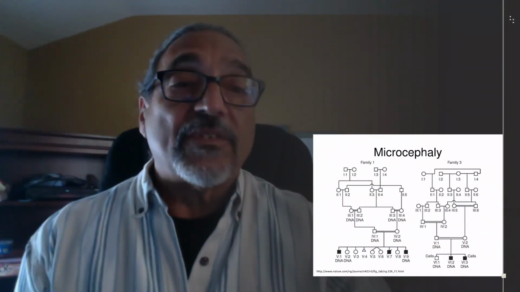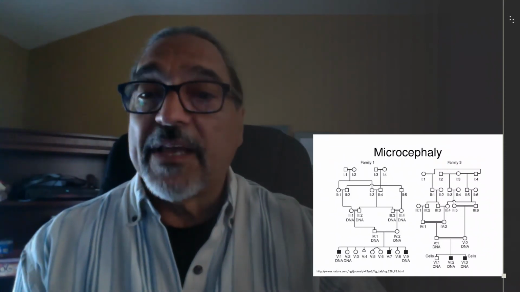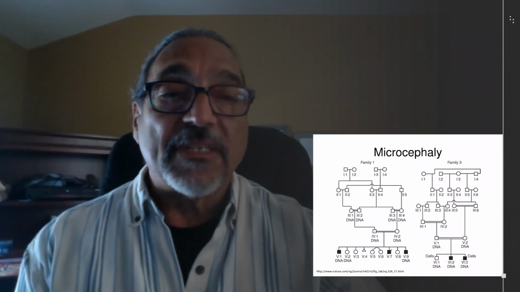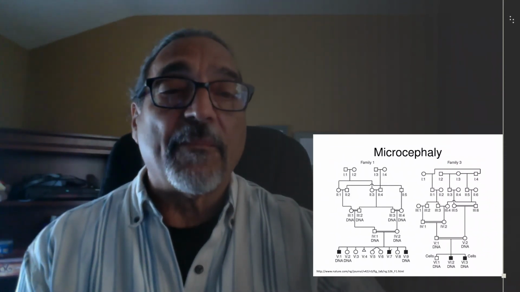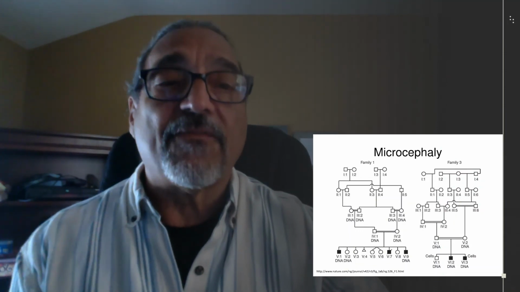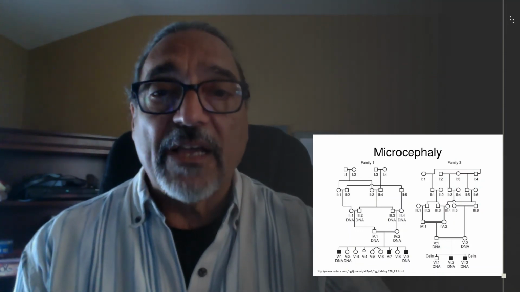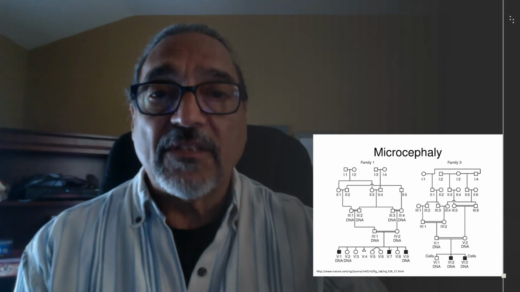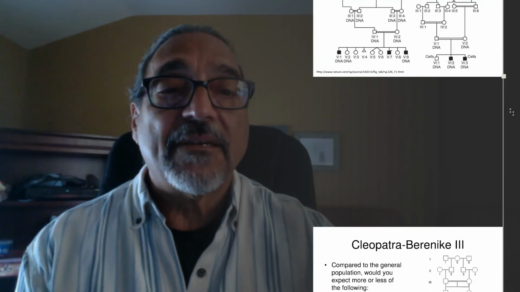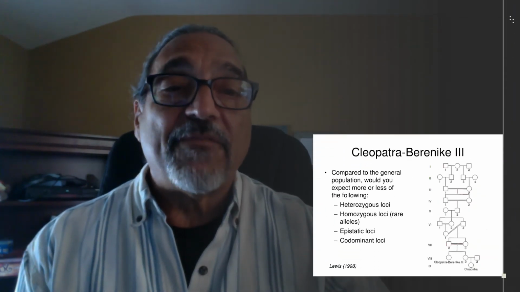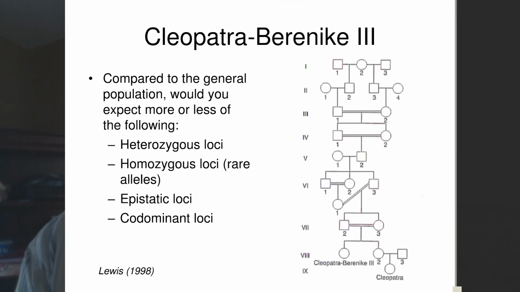Just to give you a sense of how complicated pedigrees can be, I've got a couple examples here. Here's one for microcephaly. Again, you can follow the full slides along with the slide set on Piazza. Here's one of my favorites. This is absolutely my favorite.